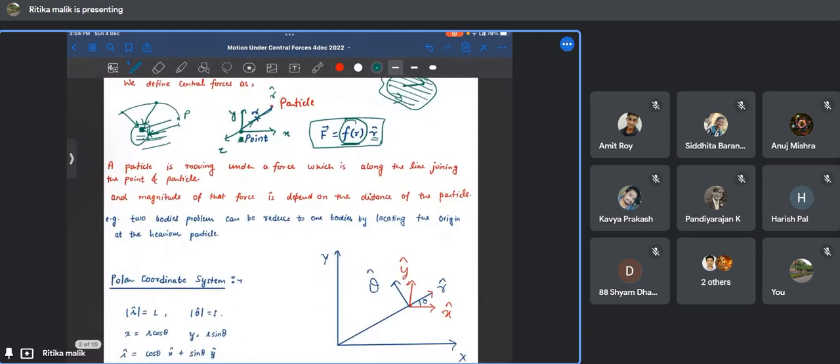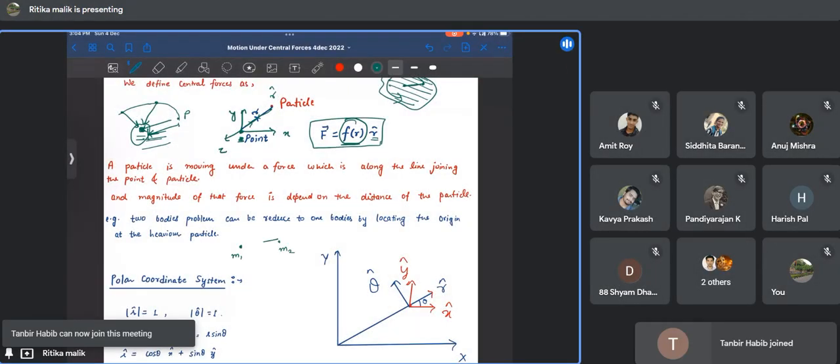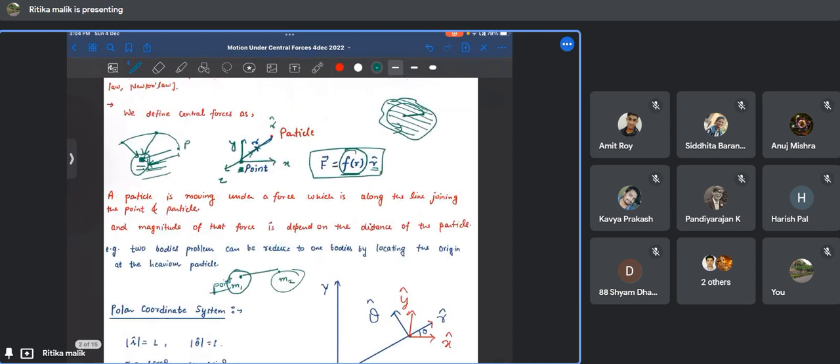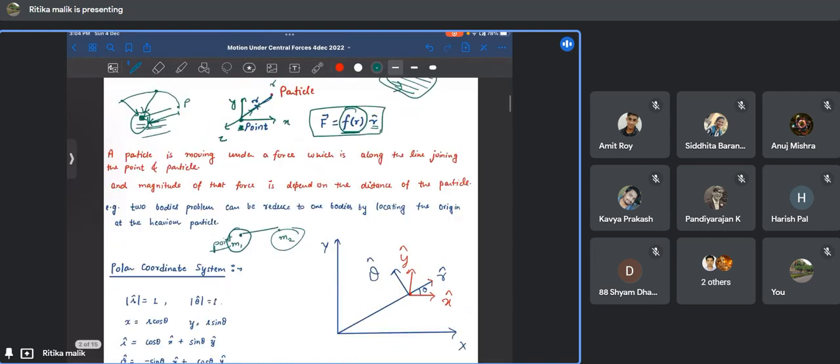You may have two body problems as well. For example, you have masses M1 and M2 placed at a certain distance. In that case, you can consider that particle 1 is heavier than particle 2, so you can treat it as a point and the other as a particle. Then your problem changes into a central force problem. All these problems, for example planets moving around the sun, a satellite moving around the earth, Kepler's law and Newton's law, are kinds of forces that come under the category of central forces.